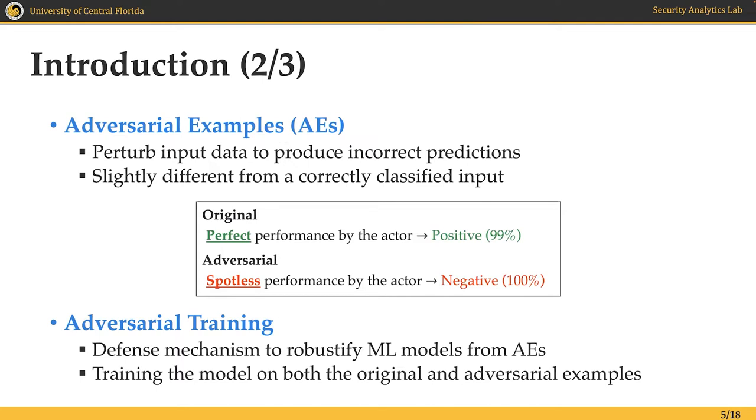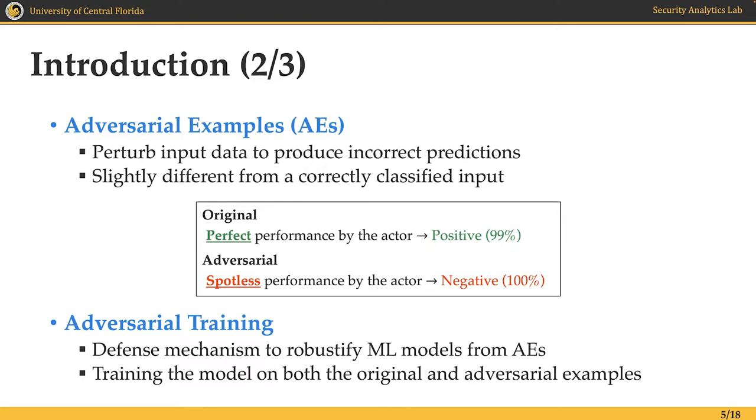In the example that we have here, the original utterance is "a perfect performance by the actor," which, according to our algorithm, is shown to be positive with 99% accuracy. The adversarial modification changes the word perfect, for instance, into "a spotless performance by the actor," and that is often classified as negative.